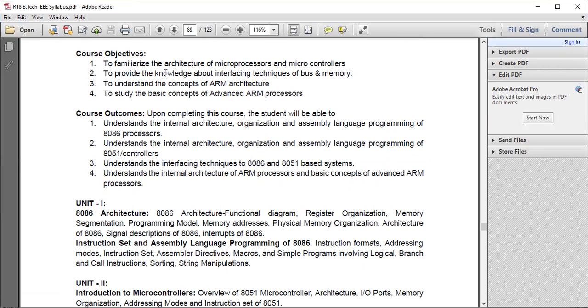The objectives here are that we will learn about the architectures of different processors and different controllers. We will go through some interfacing techniques, and we will go through ARM architectures and advanced ARM processors. So totally, these are the course objectives and course outcomes of our microprocessors and microcontrollers syllabus.